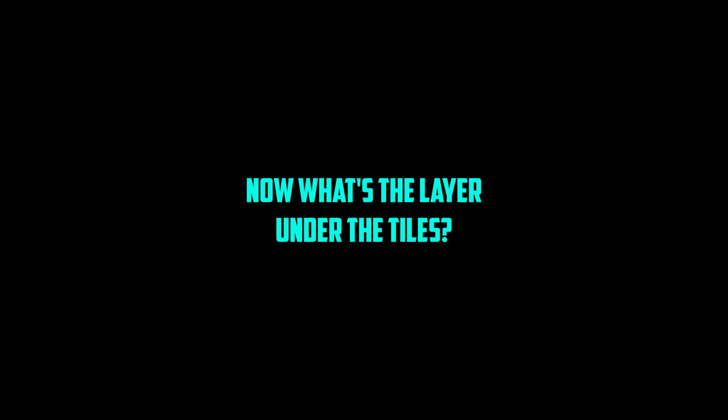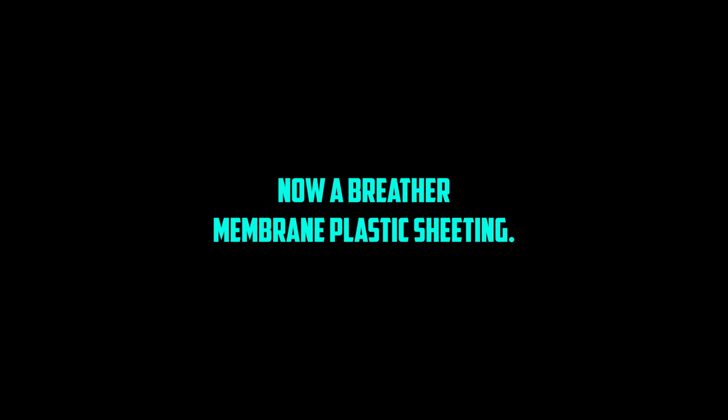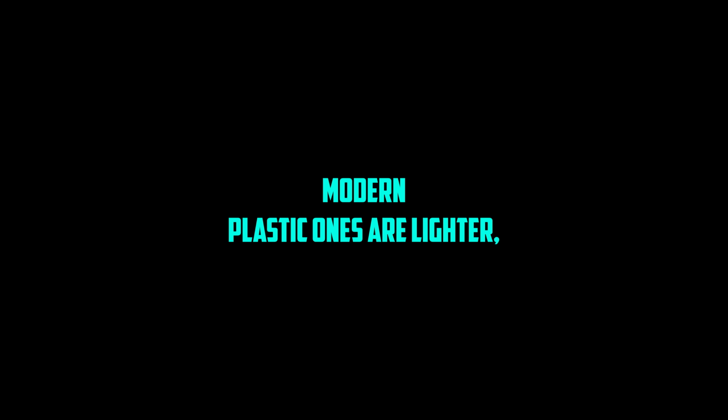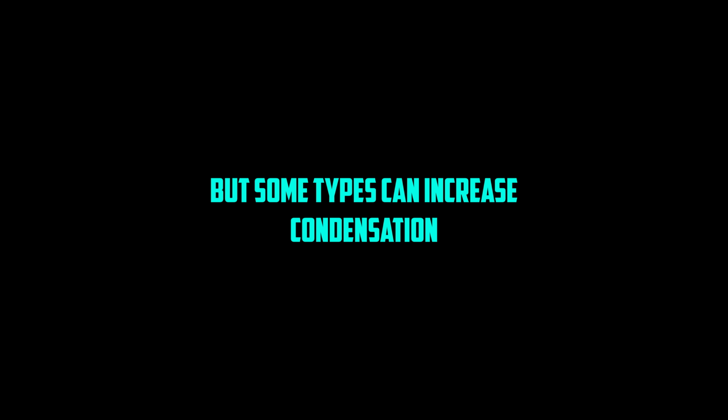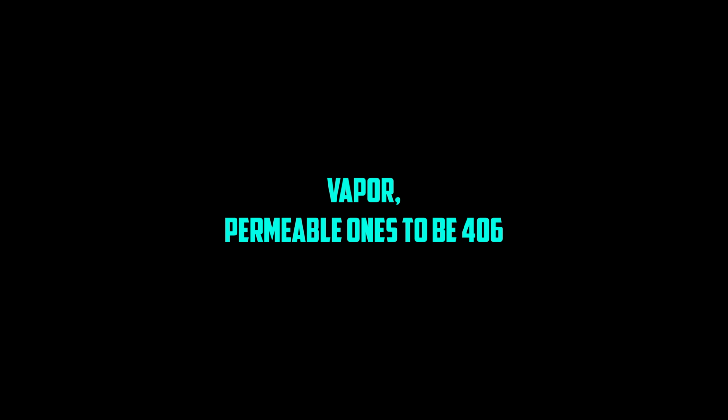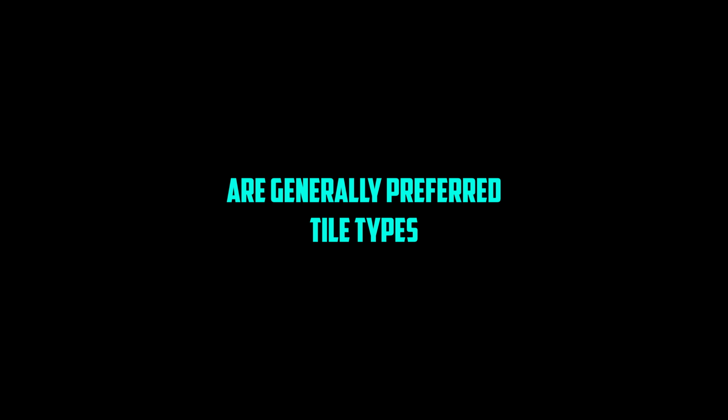Right, up to the roof now. What's the layer under the tiles? The roof underlay, often called sarking felt, or more commonly now, a breather membrane, plastic sheeting. It's a second line of defense against wind-driven rain or snow getting into the roof space. Modern plastic ones are lighter, but some types can increase condensation risk if not properly vapor permeable. Vapor permeable ones, to BS 4016, are generally preferred.